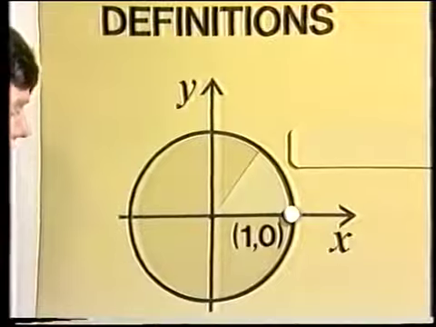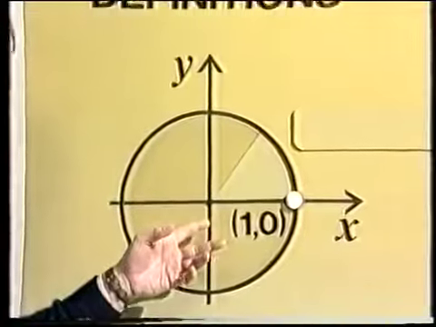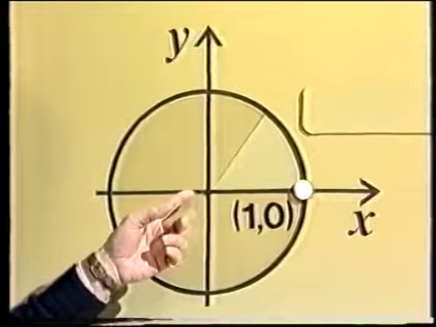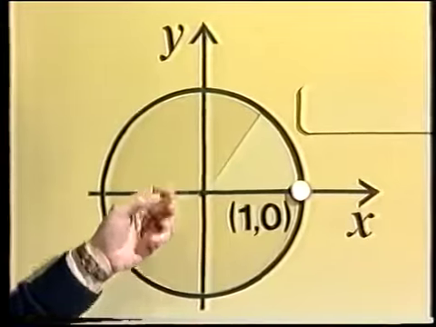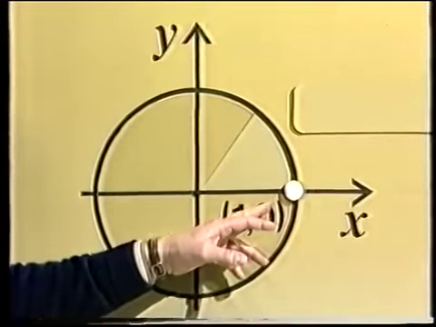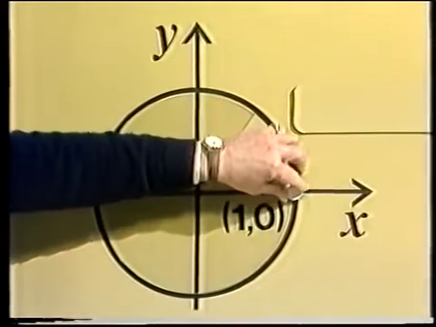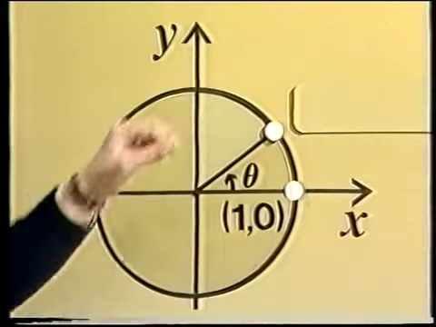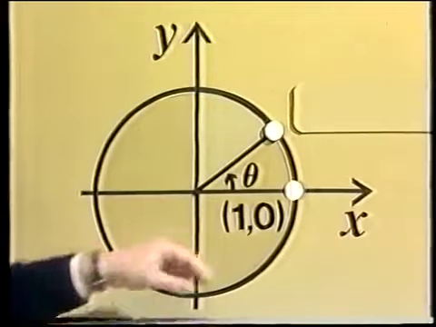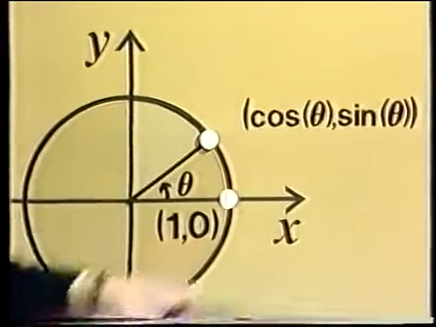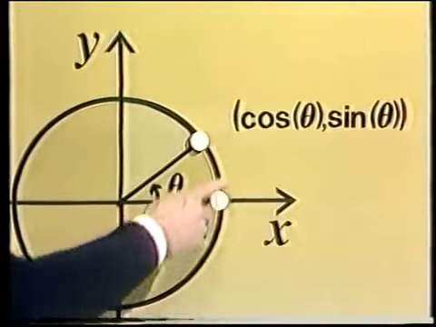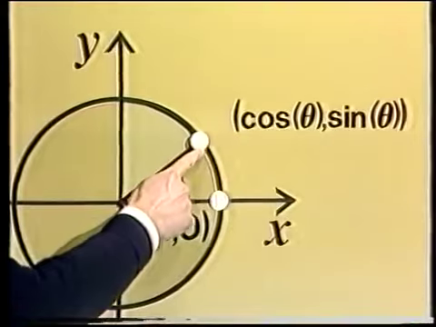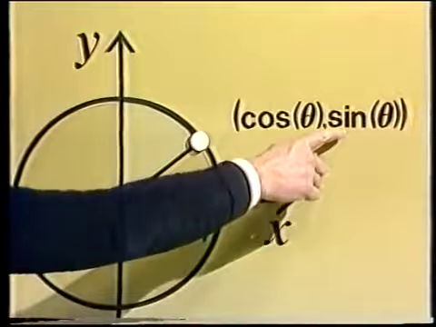We define cosine and sine using a circle of radius 1 centered at the origin. We take a point (1, 0) on the circumference of the circle, and we rotate it through an angle theta. Then we define the cosine of the angle theta as the x-coordinate of that point, and the sine as the y-coordinate.